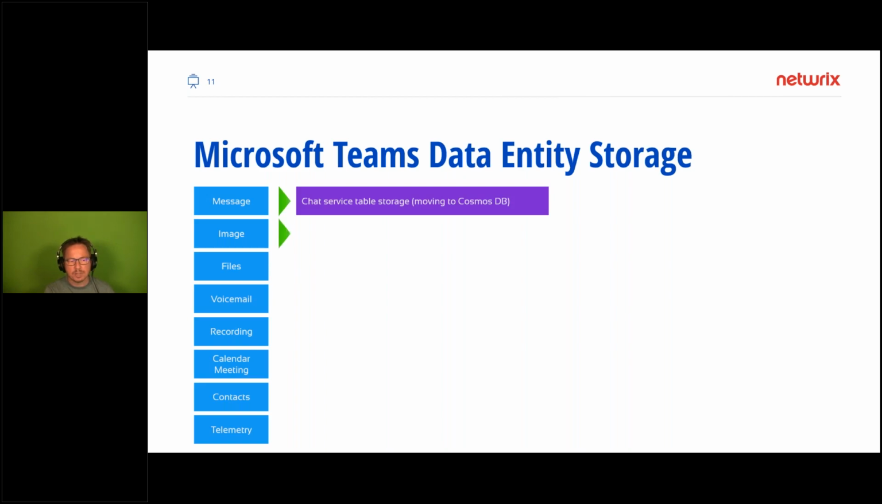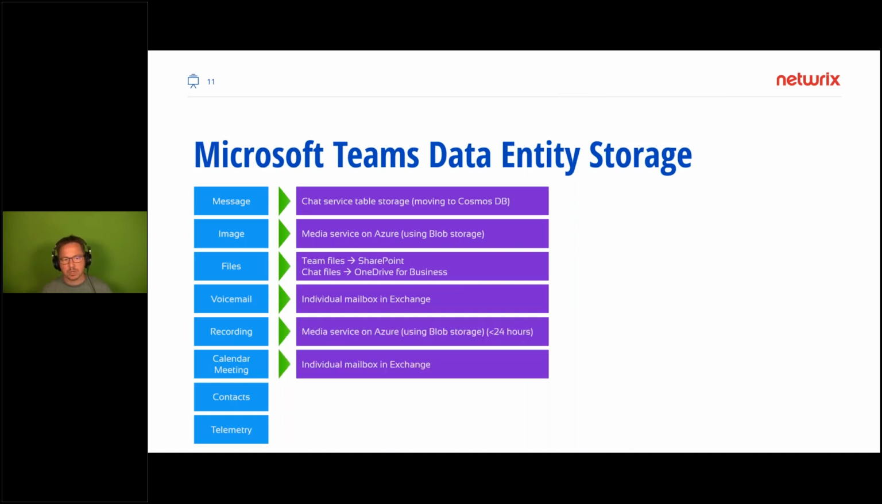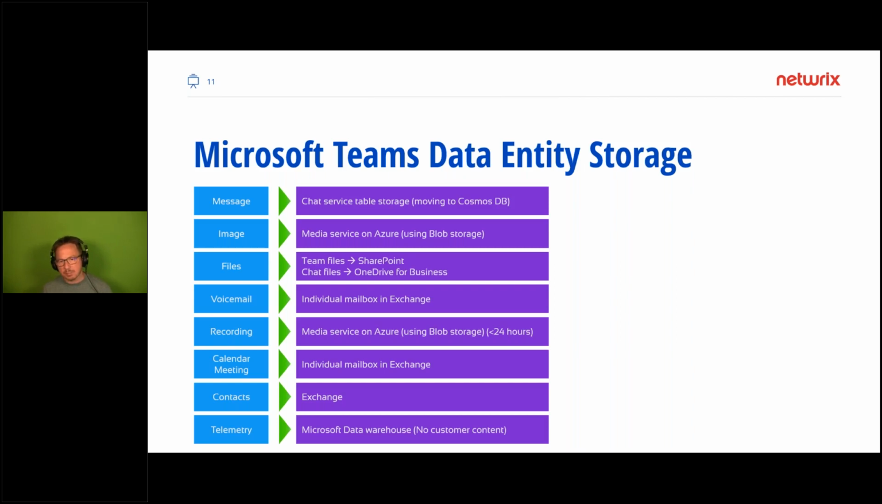Now, as far as where all of these go, messages, obviously, the chat service table storage is in the process of being moved to the Cosmos DB architecture. You've then got images that are stored in blob storage in Azure. The files, as we talked about, are stored in SharePoint as well as OneDrive, depending on the types of conversations that you have. The voicemails will go into mailboxes in Exchange. The recordings for voicemails or video recordings will go outside of Exchange into media services, so, for example, using blob storage again.